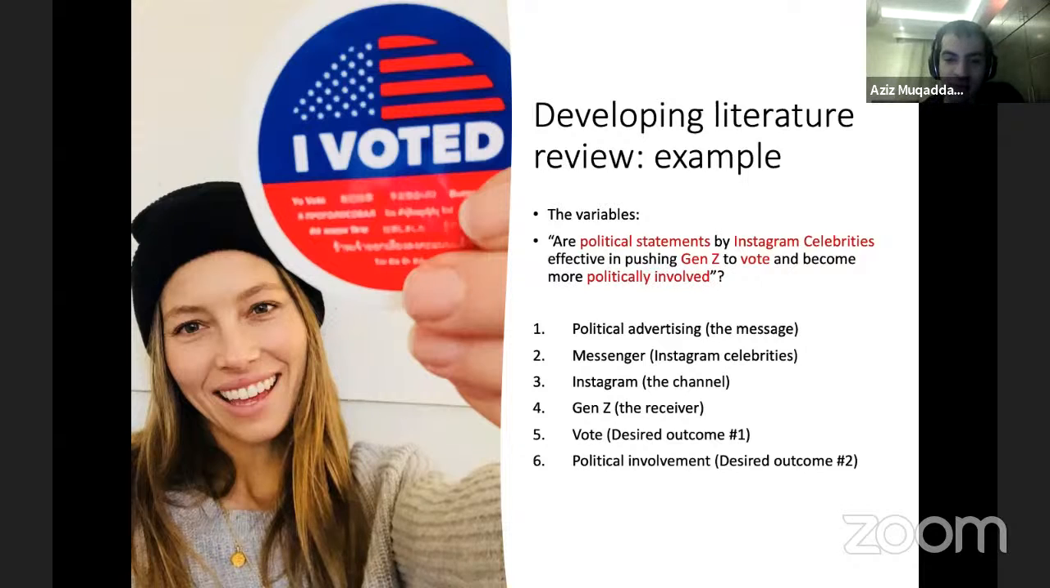And so what are the components of that? What are the variables we're studying? Here we have political advertising, that's one, or political statements. The messenger would be the Instagram celebrities, right? Then the channel is Instagram. The receiver is Generation Z, and the outcome or feedback desired from these receivers is going to vote and political involvement, right? So we deconstructed the research question into these pieces.